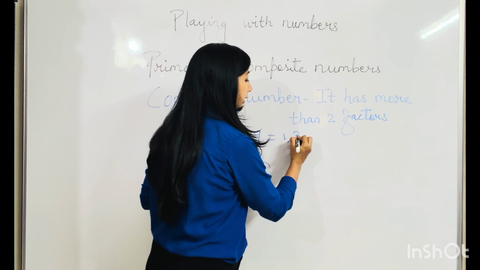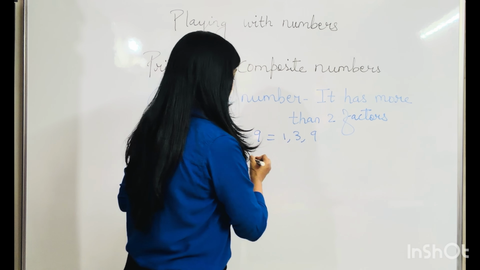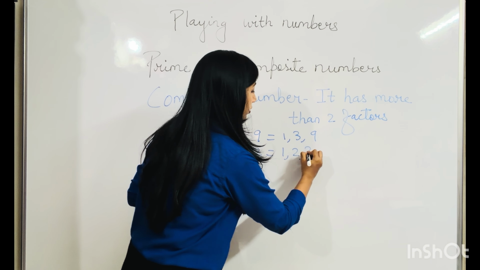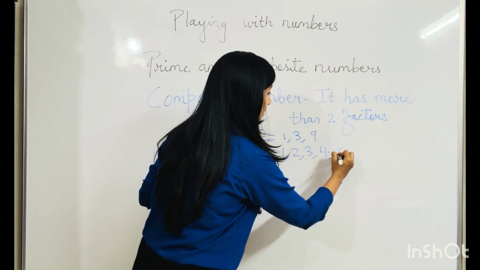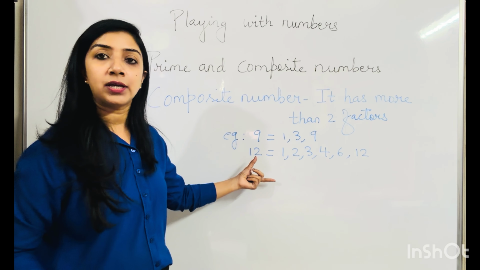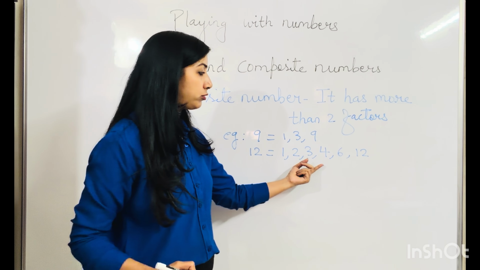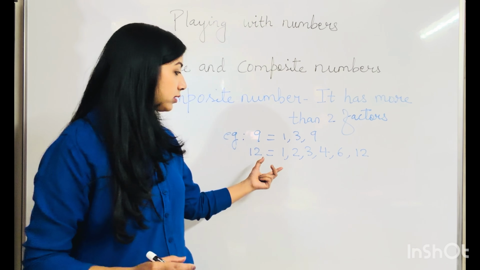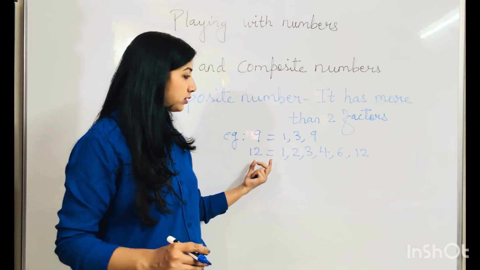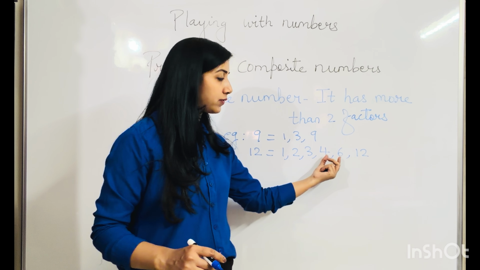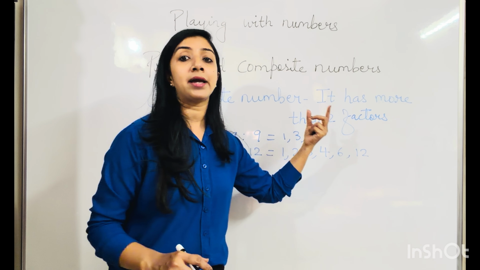1, 3 and 9. 12: 1, 2, 3, 4, 6 and 12. So how many factors do we have for 12? 1, 2, 3, 4, 5, 6. So we have 6 factors of 12. Why, children? Because 12 is divisible by 1, by 2, by 3, by 4, by 6 and by 12.